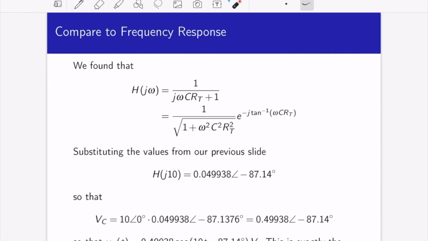So we can then figure out VC by multiplying the input voltage, which was 10 at an angle of 0 degrees, times the transfer function h at j times 10. When we do this multiplication, we multiply 10 by 0.049938 to get 0.49938. And of course, we add the angles since we're multiplying. 0 plus minus 87.1376 is minus 87.1376 if you want to keep the full precision.